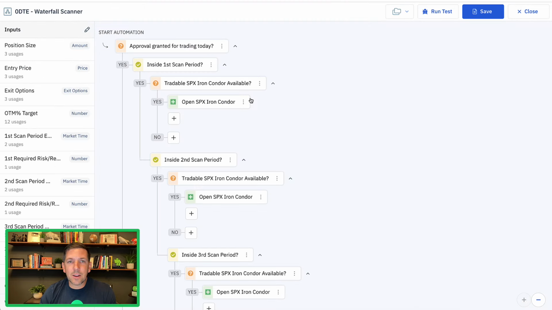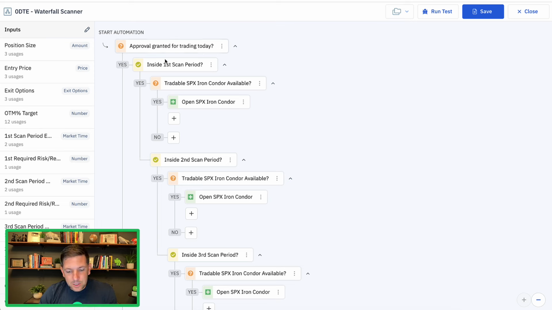Now inside of the scanner automation right at the top, the first thing that it's checking for is approval granted for trading today. So that makes sense. I like to make sure that if I'm going to do all my approval stuff inside of one particular pre-market scanner, I do that, then I come back in and just really quickly check, do I have approval or not? And this allows me to make all those changes inside of one automation versus having to remember to go through every automation and check, is it a Fed day? Is it whatever? I can just do that in one automation. So that's why I like doing it.